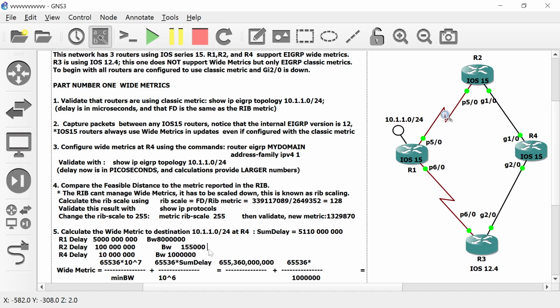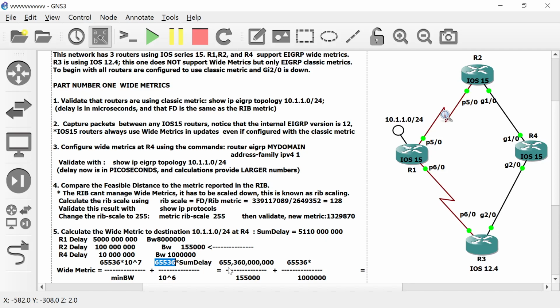And the minimum bandwidth, we'll have to choose the minimum bandwidth. The minimum bandwidth is this. So we'll have to use this number here in order to calculate this formula. Remember that in order to calculate this formula, you have to multiply by this number, the bandwidth part, and multiply this number by the delay part. This is the correct way of doing it. You don't add this number up and then multiply by this number.